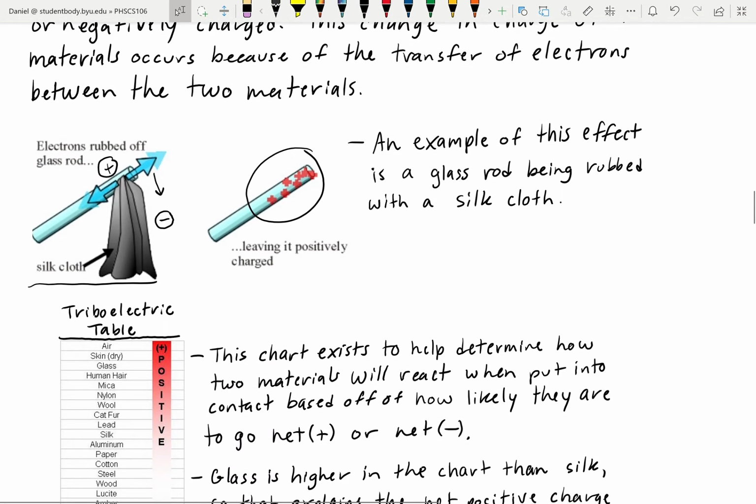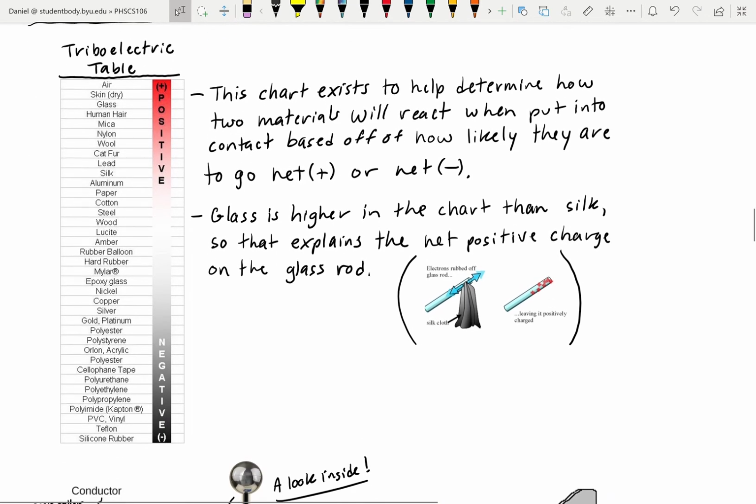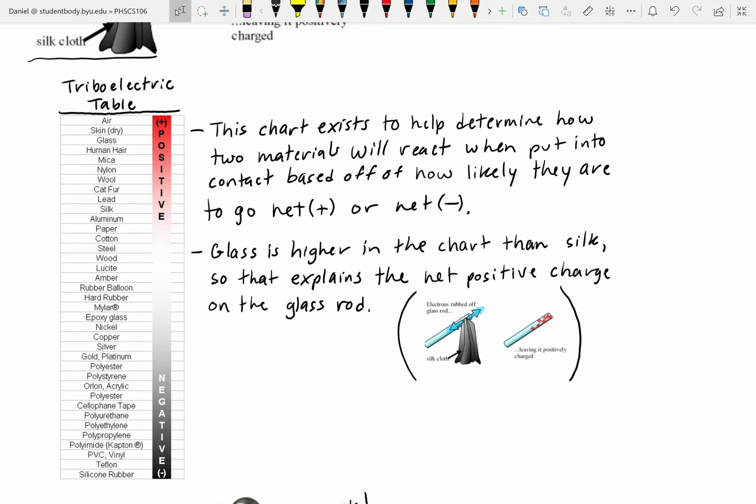So how do we determine what will have the positive and what will have the negative charge? This chart, called the Triboelectric table, exists to help determine how the two materials will react when put into contact based off of how likely they are to go net positive or net negative. So as we see here, glass is higher in the chart than silk, and we have silk down here. So that explains the net positive charge on the glass rod when rubbed together. So you can get any two materials on this chart, and the one that's higher up, more positive, will retain the net positive charge, and the one that's lower will have the negative charge upon contact and friction.